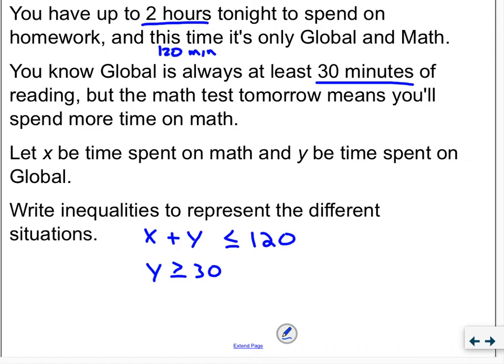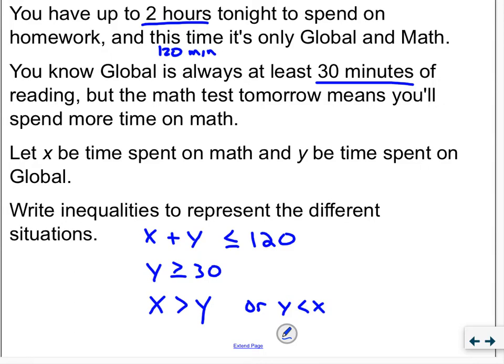Yeah, but there's a math test tomorrow, so you got to spend some more time on math. So another inequality then, to spend more time on math. Math is greater than global. Not just in the real world, but in this story here. The time spent on math is greater than the time spent on global. The x has to be greater than y. Or if you want to switch it the other way and say y is less than x, either of those is good. So 3 inequalities.